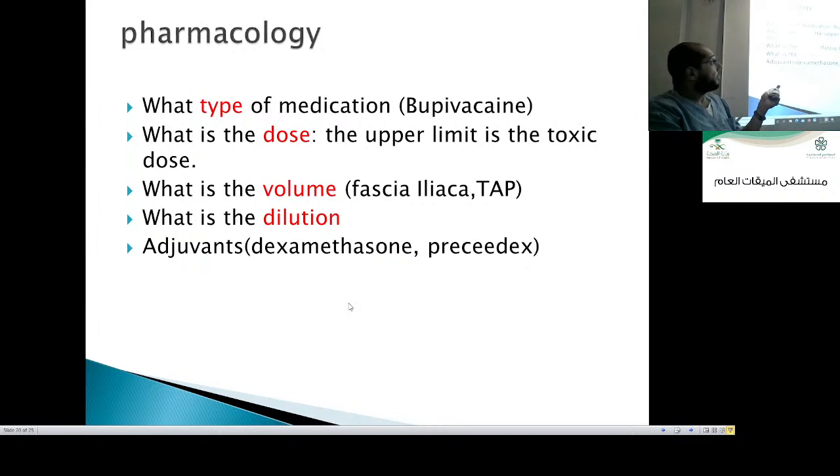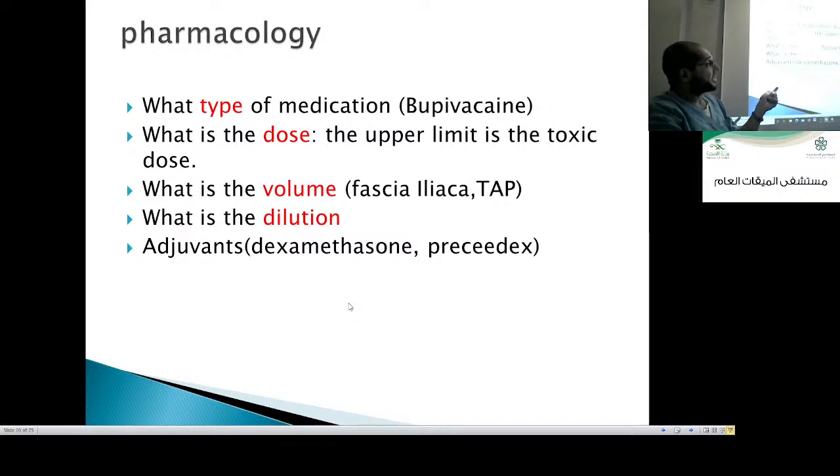Pharmacology: what drug will I give? No need to go into deep details, but at least you should know 4 very important items. First, the type of drug; every drug has its own pharmacodynamics and kinetics, and you can choose the best drug for your patient and surgery. Then the dose: what is the dose that I will give? Never exceed the toxic dose, this is very important.